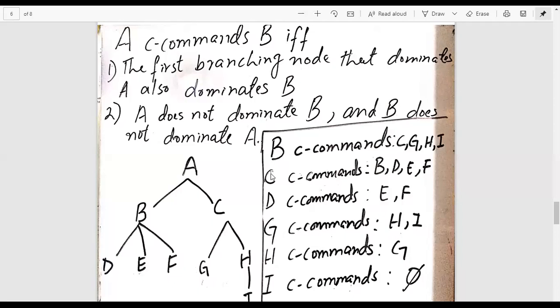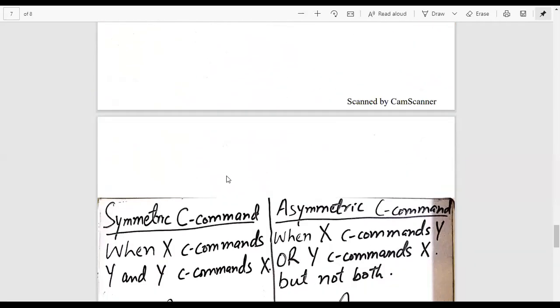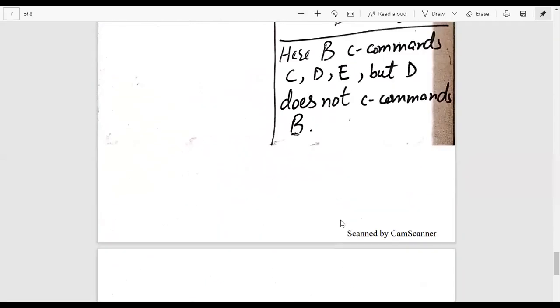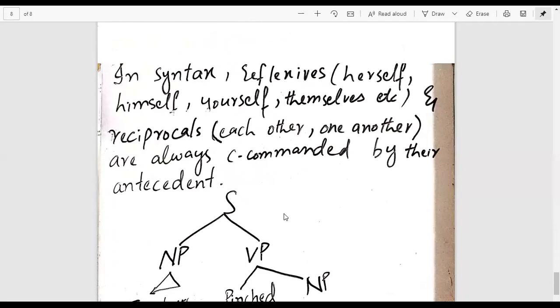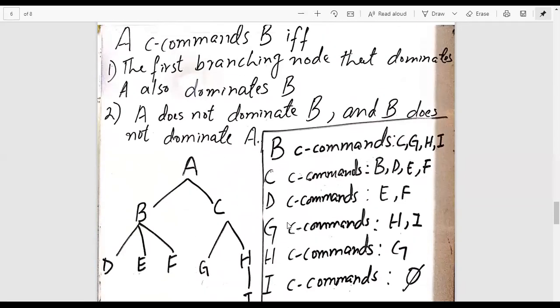Today the subject of my topic, or you can say the subjects of my topic, first of all is AC commands B and how this functions, and second is symmetric C command and then asymmetric C command. Then we will discuss a sentence on the basis of these structures, and we will also discuss another example as well. So what is this concept, AC commands B?